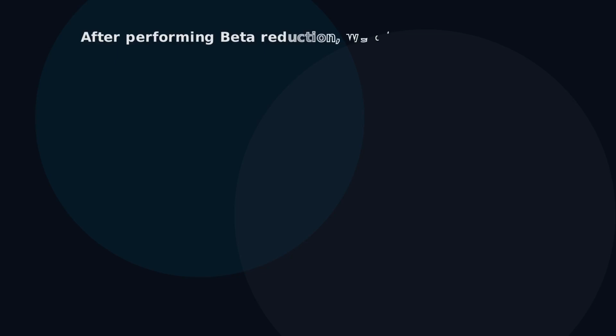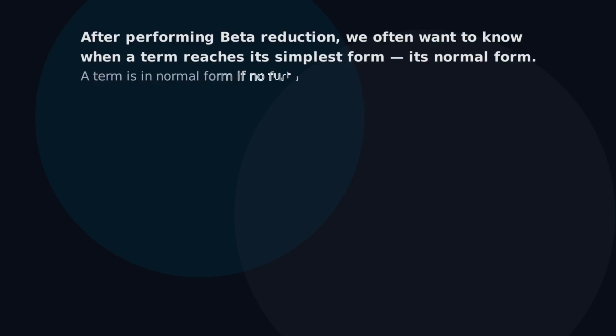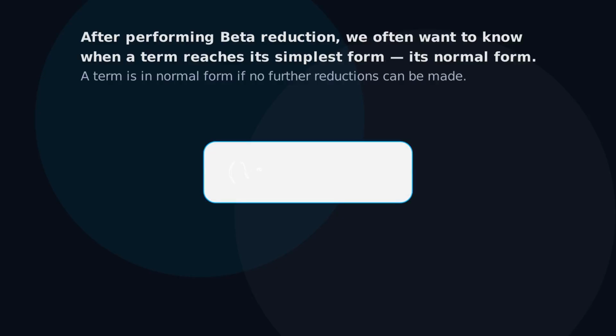After performing beta reduction, we often want to know when a term reaches its simplest form, which is called normal form. A term is in normal form if no further reductions can be made. Let's look at the term lambda x dot x applied to 2. We can reduce it to 2, and since there are no more reductions we can make, 2 is the normal form of the term.